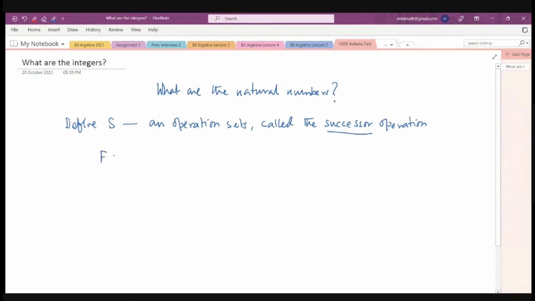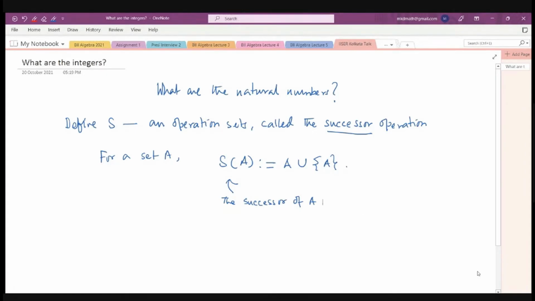For a set A, S of A is defined to be A union the set containing A. I'll call S of A the successor of A.